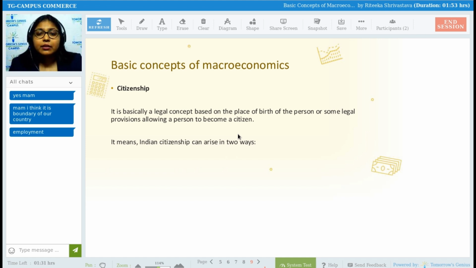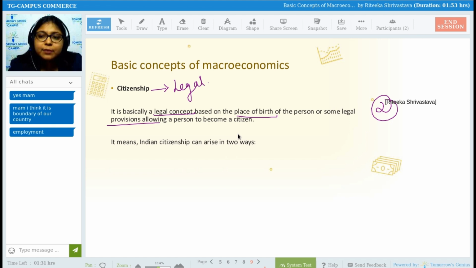There is one more way to become a citizen of a country. We will see that right now. So it is basically a legal concept. Being a citizen involves a legality, a lawful concept. It is based on the place of birth of the person or some legal provision allowing a person to become a citizen. So in two ways you can become a citizen of the country. First way is by birth and second way is by government's approval.